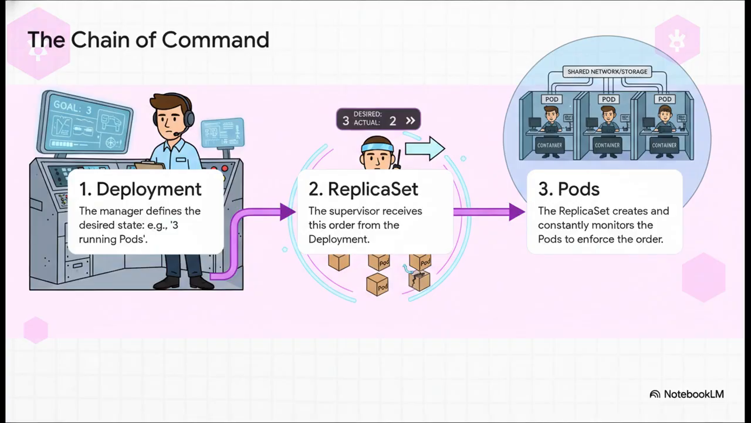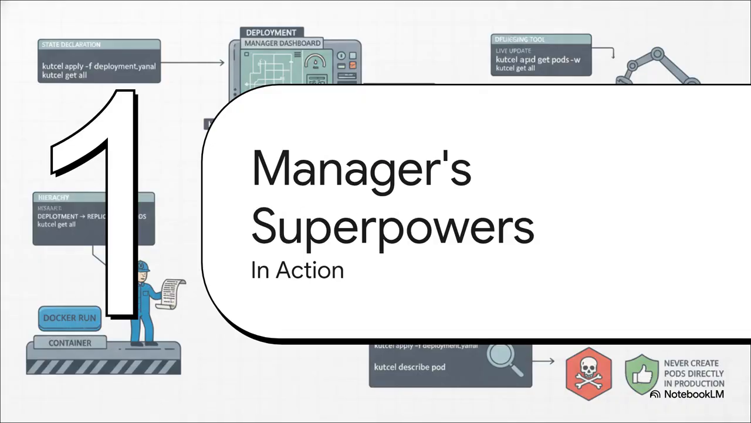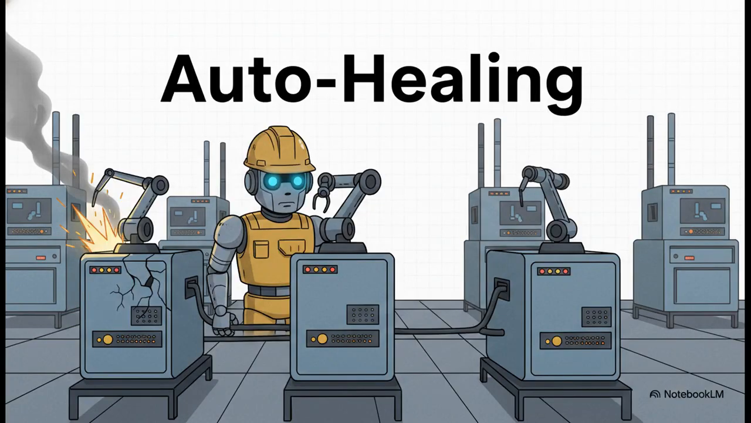Pretty neat, right? So this whole manager-supervisor setup is what gives our applications some serious superpowers. Let's check out these so-called enterprise behaviors in action. First up, and honestly this is my favorite, is auto-healing. Let's see what happens when a pod just randomly disappears. This is where the real magic of Kubernetes shines.